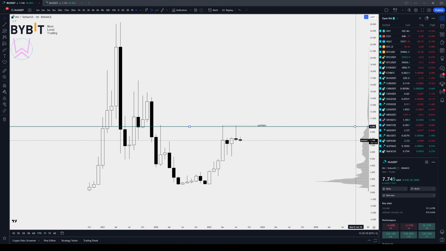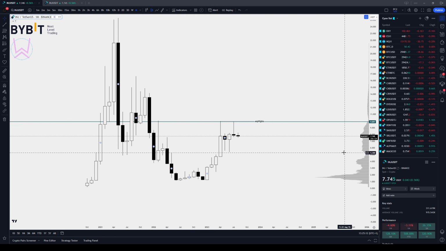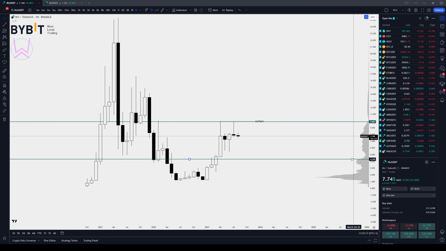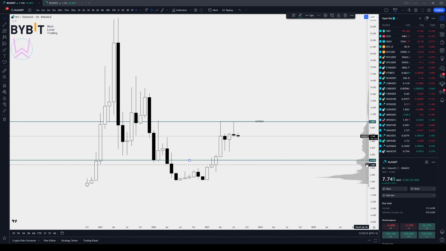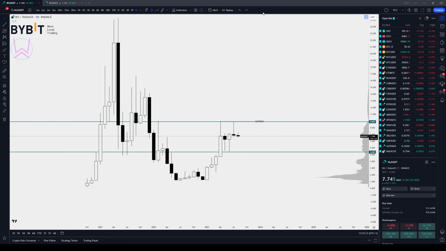On top of that, I start to mark out my high volume node edges, so areas which would act as true support and resistance for me. That being down here towards the $4. Definitely some resistance here on the monthly. We can see that we rejected from this area and rejected here as well, and also held as support back in September 2021.